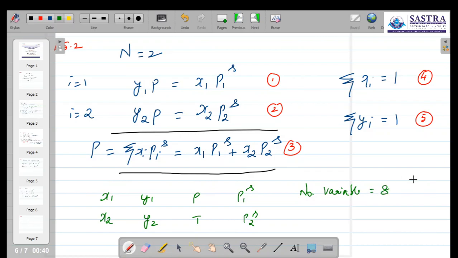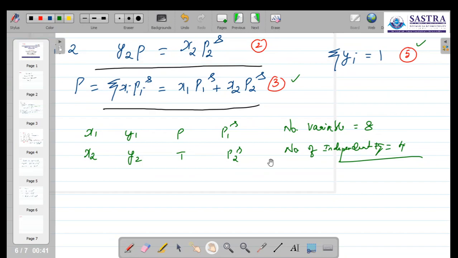Number of independent equations that we have in this is 1. Let's say I'm counting 1 in the component, 1 here, I'm counting here, and now I'm counting this. So there are 4. So that gives us the degrees of freedom for a binary component vapor liquid system, from Raoult's law, right?